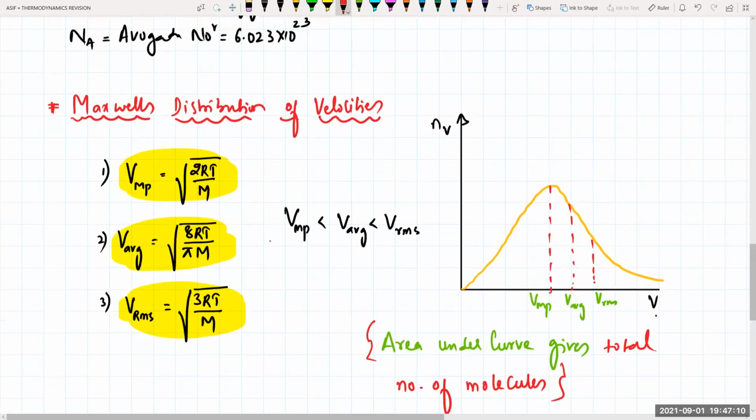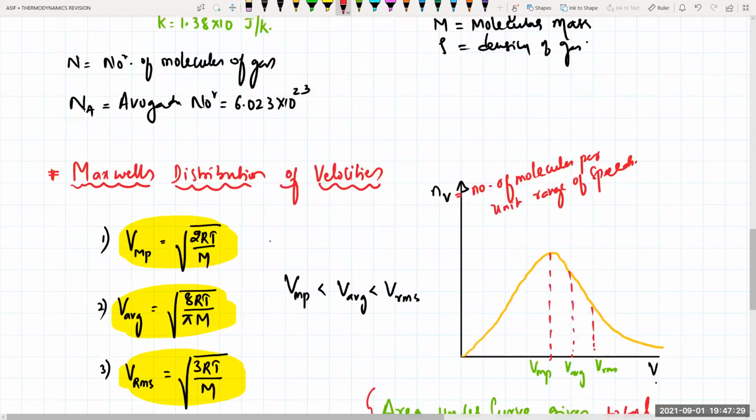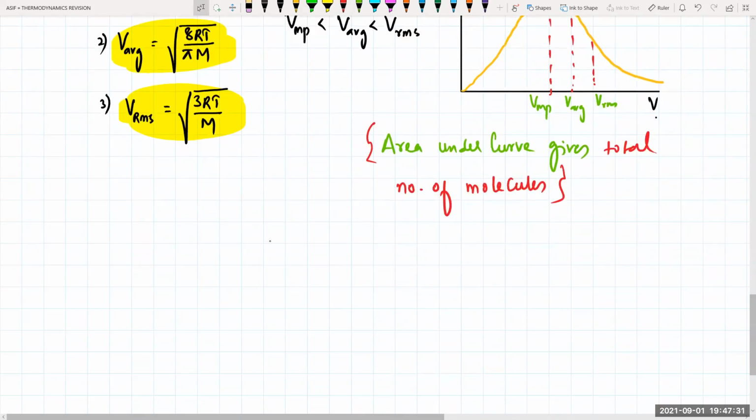What is NV here? NV is nothing but the number of molecules per unit range or length of your speeds. Clear? So this is an important graph you need to remember. Degrees of freedom, I hope everyone knows.